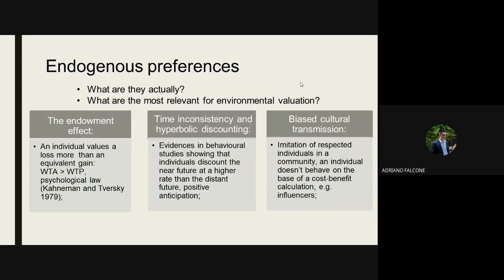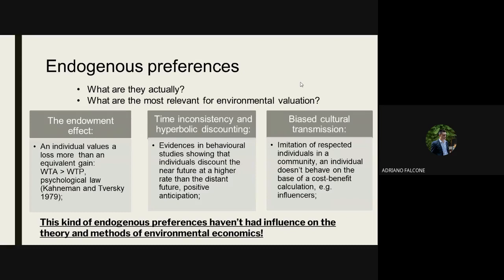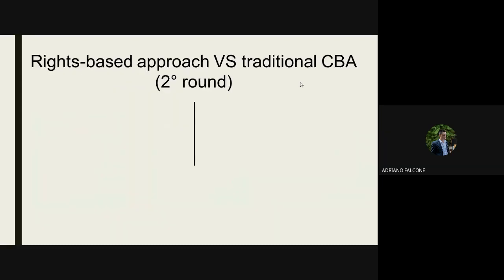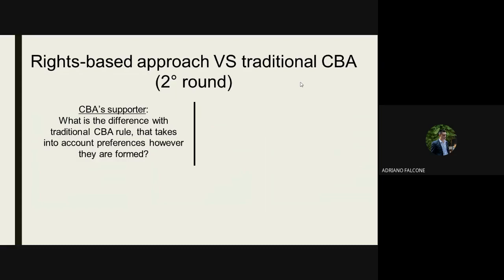An individual doesn't behave on the basis of a cost-benefit calculation. We have a recent example, the influencers. It is necessary to underline that this kind of endogenous preferences hasn't had influence on the theory and methods of environmental economics. So at the end, we can consider another struggle between CBA supporters and moral cost-benefit analysis advocates.